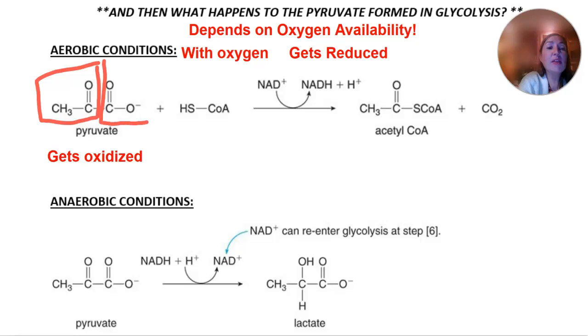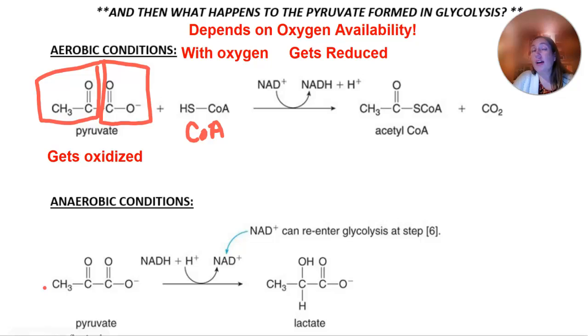We're going to break the CC bond in the middle so that we get the CH3 C double bond O on one side. And then we break the CC bond and get the C double bond O and the C bonded to O minus on the other side. So it's kind of a mirror image, just not the exact same thing on both sides. And then we have CoA. So it reacts with enzyme CoA.